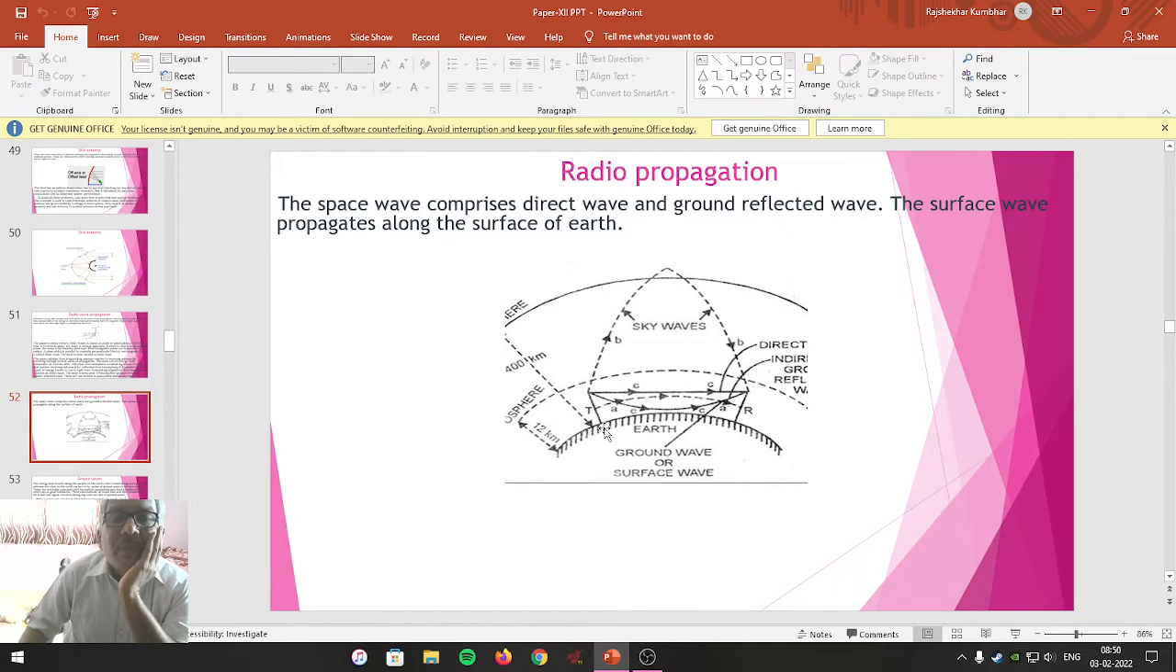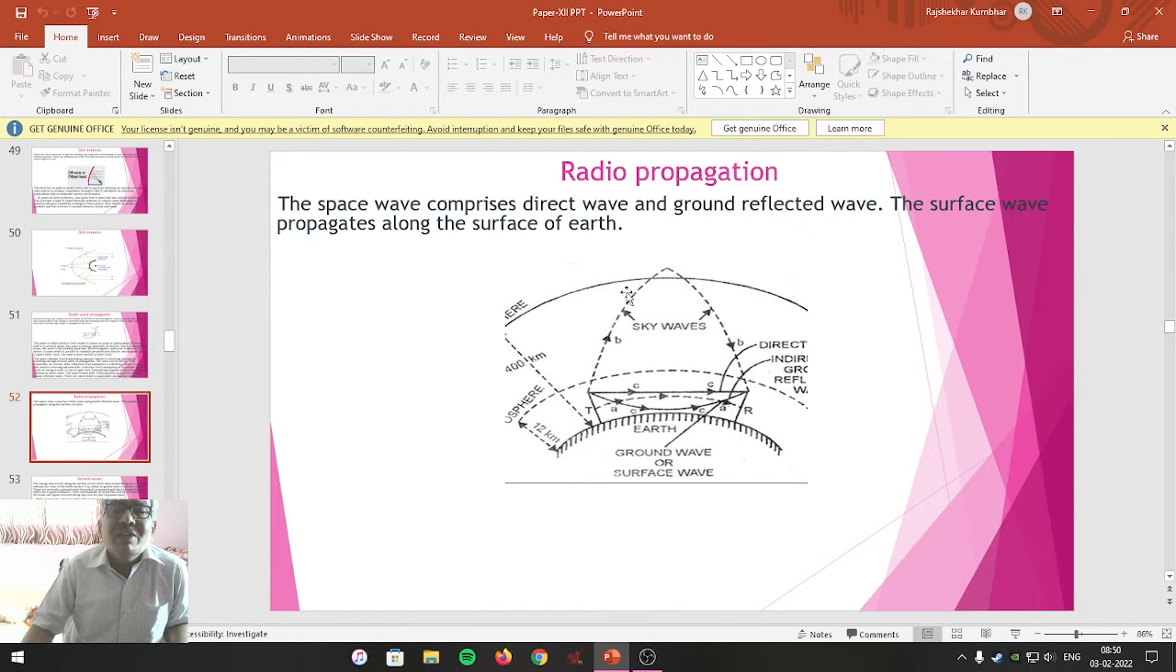If the wave radiated from this transmitting antenna reaches the ionosphere, which is much higher, 300 km above the Earth's surface, and from there it is reflected back towards the receiving antenna, this type of wave is called the sky wave. This propagation is possible provided the frequency is very large, that is in megahertz.